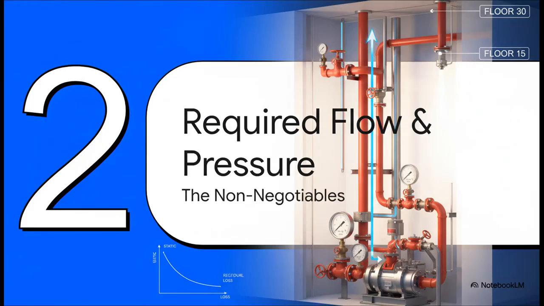Okay, so we know the what. Now let's talk about what the system actually has to do. This section is all about the required flow and pressure. These are the two non-negotiable performance numbers that you're going to build your entire design around.